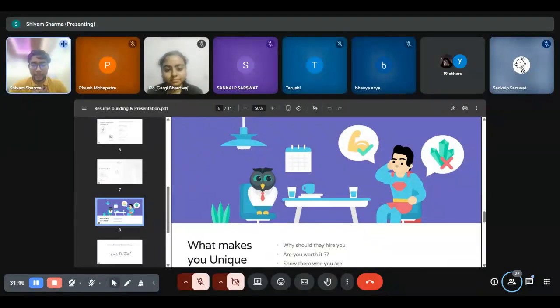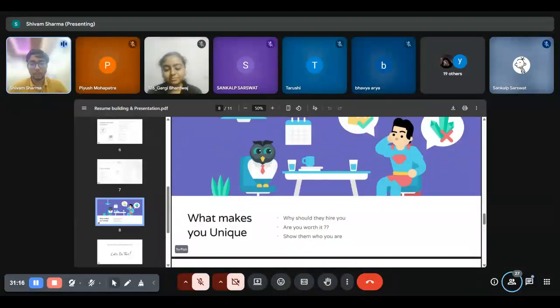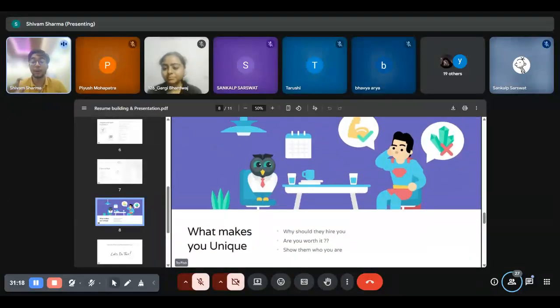What makes you unique? I think we have already discussed this, that why should they hire you? Are you worth it? Show them who you are. These are the questions that you need to answer via your resume itself. Why should they hire you? It should be totally aligned with the skills and the project section, that this is the problem.